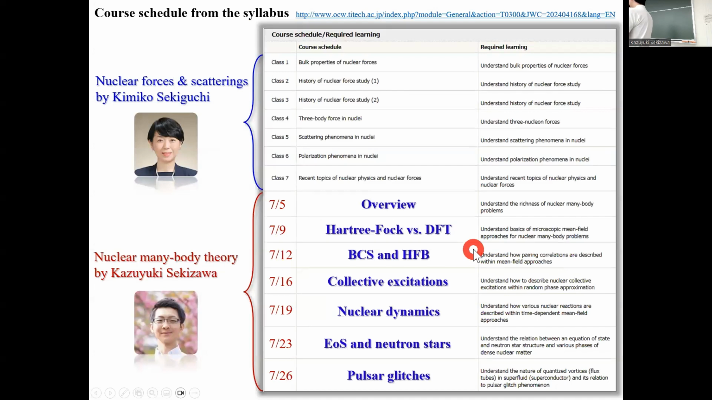On top of the Hartree-Fock theory, or you may say density functional theory, we are trying to develop some more correlations or some theoretical framework to describe phenomena which are not accessible by the Hartree-Fock method. The first one was the pairing correlation. Last time I introduced the BCS, Bardeen-Cooper-Schrieffer theory, and a bit about HFB, Hartree-Fock-Bogoliubov theory.